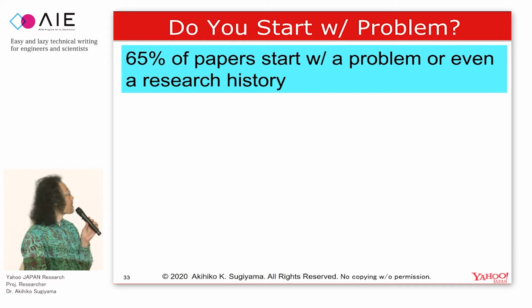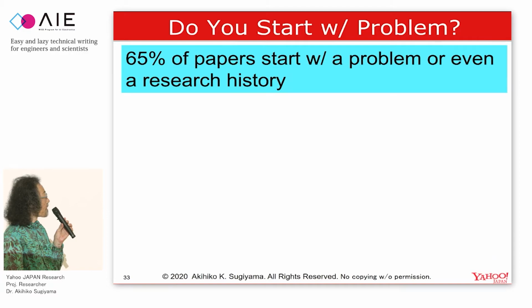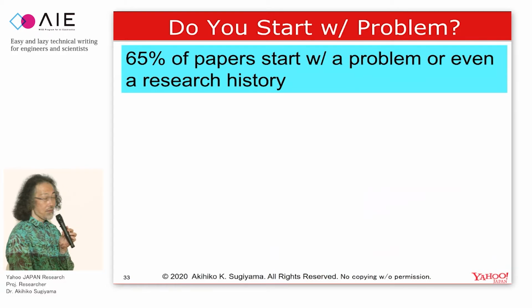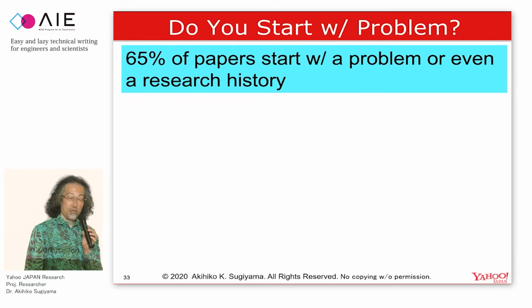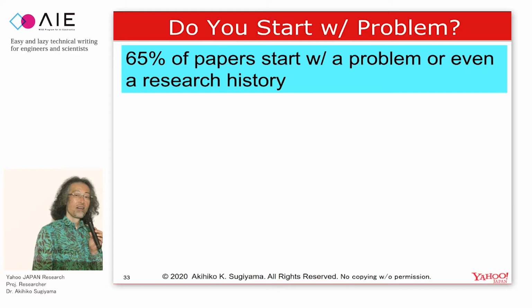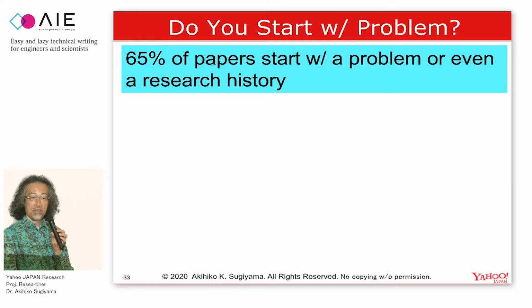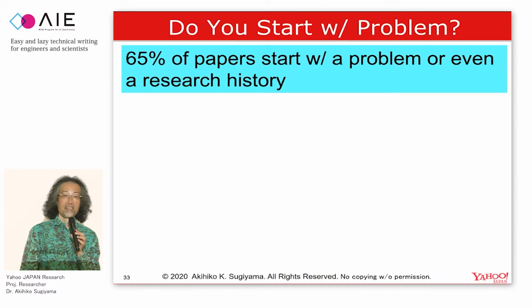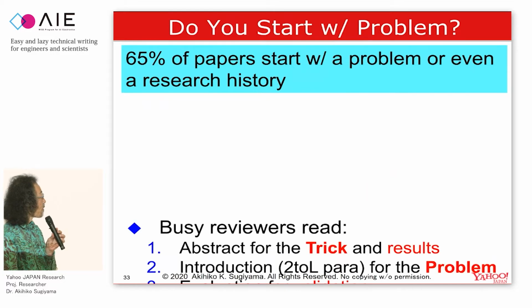Okay, it is often a question. This is a common question: should you start with a problem or even a research history in the abstract? I would say 65% or 70% of the abstracts in a paper start with a problem or sometimes with a research history. Is it good or bad? It's a difficult question, maybe, but it's simple.